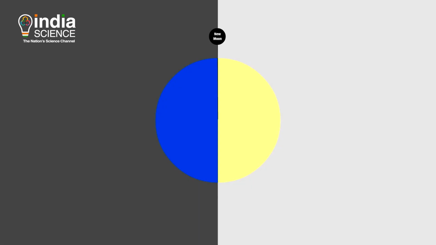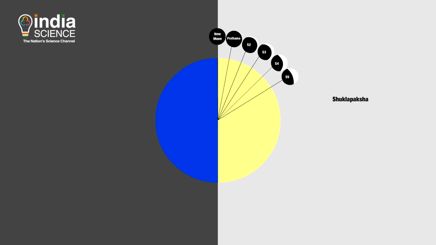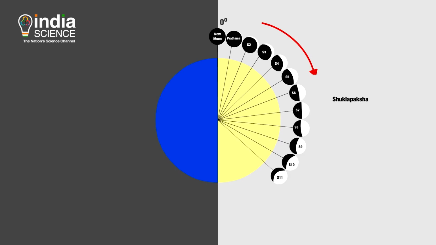During the Shukla Paksha, the angular distance between the moon and the sun changes from 0 degrees to 180 degrees. That is, from conjunction to disjunction.